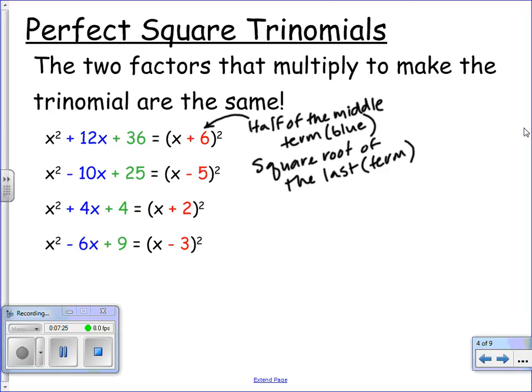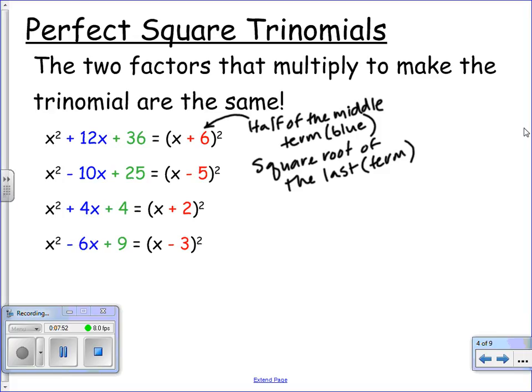Note that the sign in parentheses, whether it's going to be a plus or a minus, goes back to your middle term that's blue. So when it's plus 12x, I have plus 6 inside. When it's minus 10x, I have minus 5 inside. So it's important that you pay attention to the sign. But that's a pattern that will be true for all perfect square trinomials, and that's going to build this.